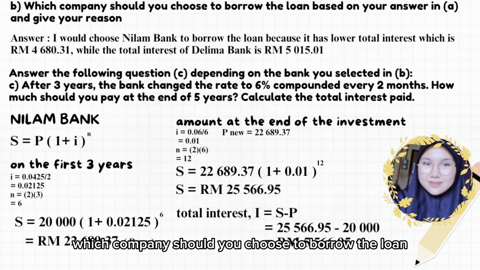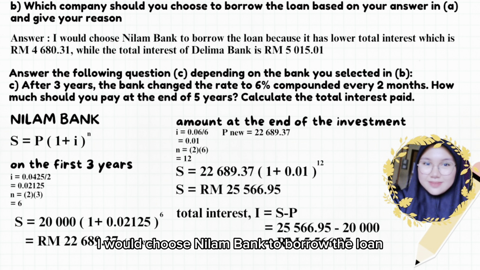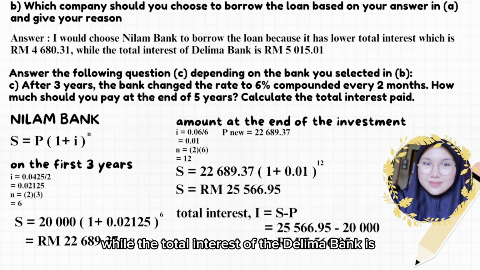Next is question B. Which company should you choose to borrow the loan based on your answer in A, and give your reason? So the answer is I would choose Nilam Bank to borrow the loan because it has lower total interest, which is 4680.31, while the total interest of Delima Bank is 5015.01.